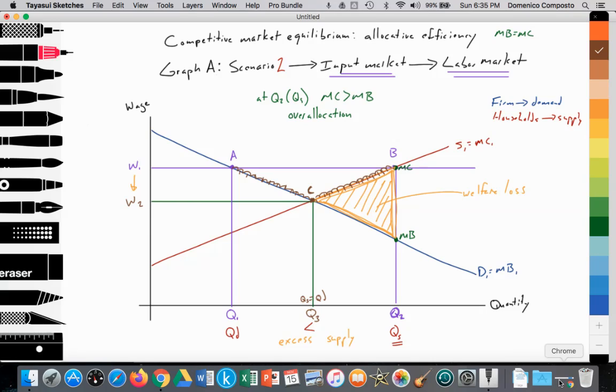We'll go ahead in the next video to illustrate scenario 3, which will be an output graph, some type of good or service. We'll look at a price set below the free market equilibrium, and in the video after that, a price set above that equilibrium.